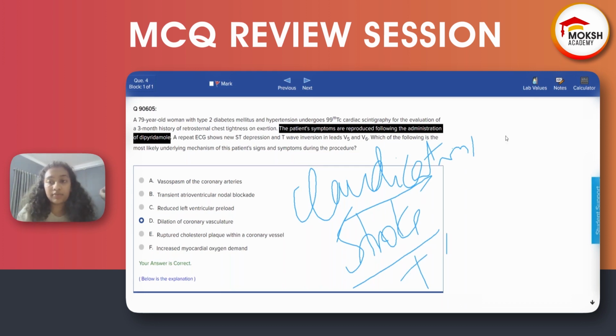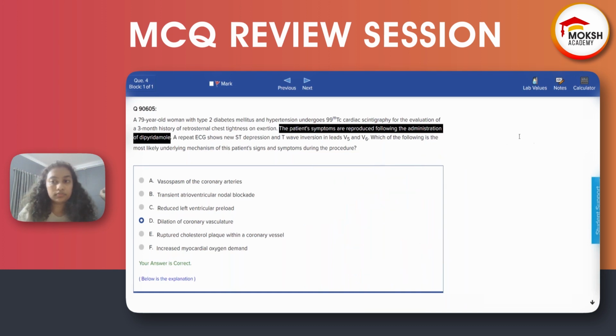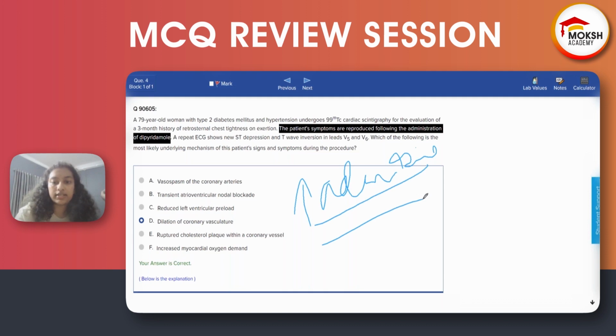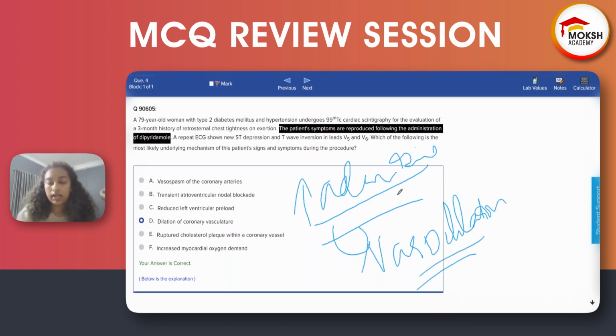What is the mechanism of action again? If you can recall, it increases adenosine. What is the mechanism of action of adenosine? It is a vasodilator. Okay, it is a vasodilator and dipyridamole increases adenosine.